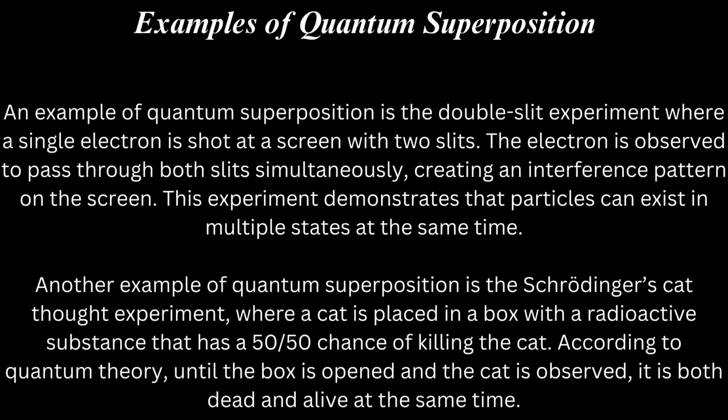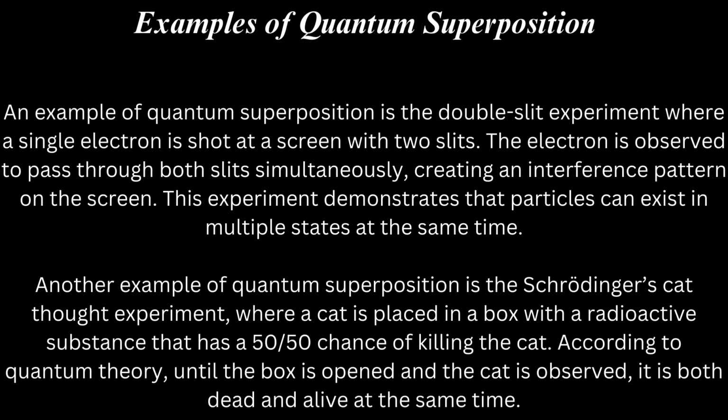Examples of quantum superposition. An example of quantum superposition is the double-slit experiment, where a single electron is shot at a screen with two slits. The electron is observed to pass through both slits simultaneously, creating an interference pattern on the screen. This experiment demonstrates that particles can exist in multiple states at the same time.